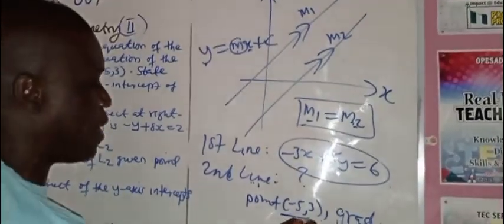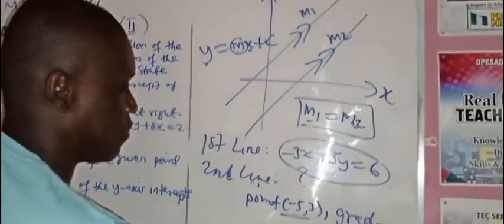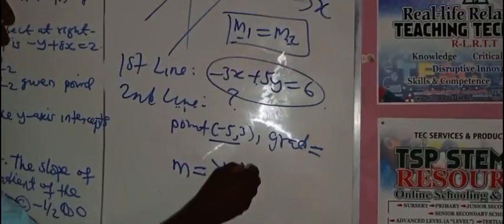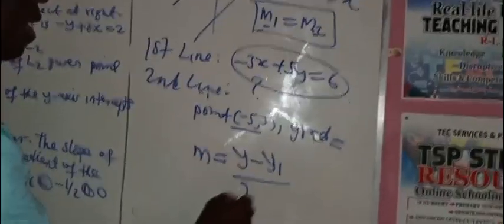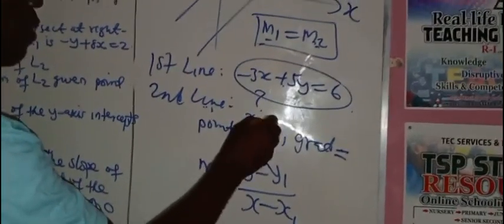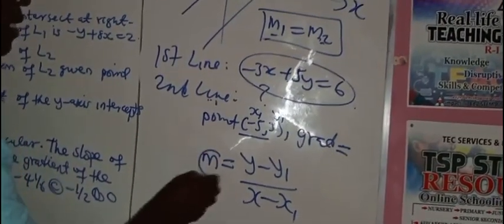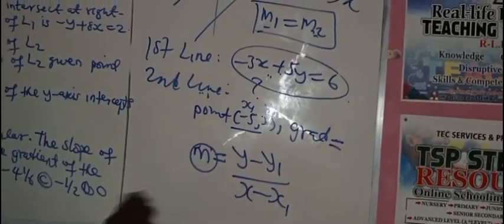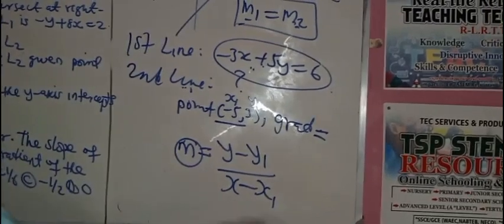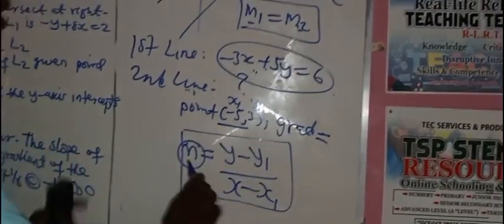So you now have a point and a gradient. You now use this formula to get the equation: m equals y minus y1 over x minus x1, where this is your x1 and the other one is your y1, and the gradient you must have gotten from here. So you now write it out. Then you will be looking at the options A, B, C. How do you express it? They can write it anyhow. Once you do this, you cross multiply, you get the correct answer.